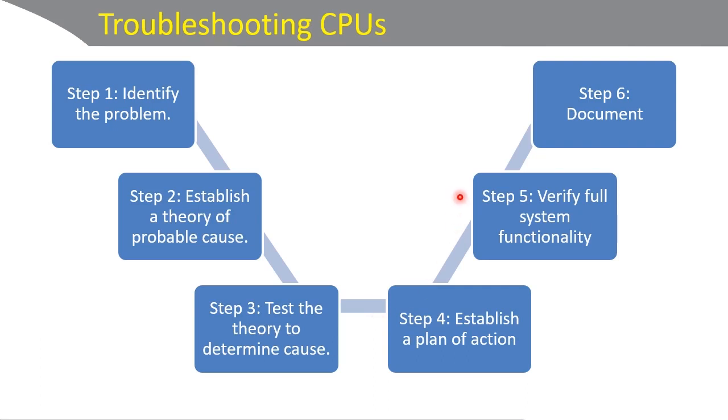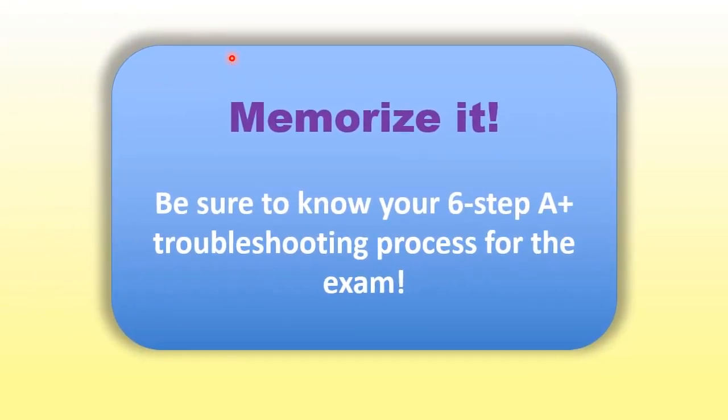Step 5, verify full system functionality, and if applicable, implement preventive measures. And step 6, document. Document your findings, actions, and outcomes. You should always be documenting. And if done properly, you will achieve victory. So know that 6-step A+ troubleshooting process for the exam. Apply it to CPUs and RAM and everything else.